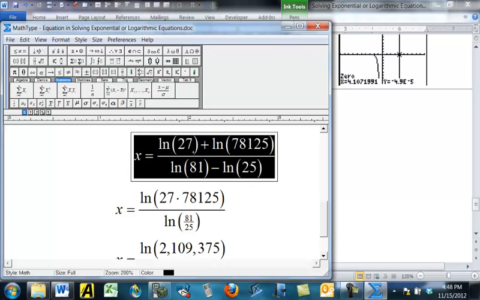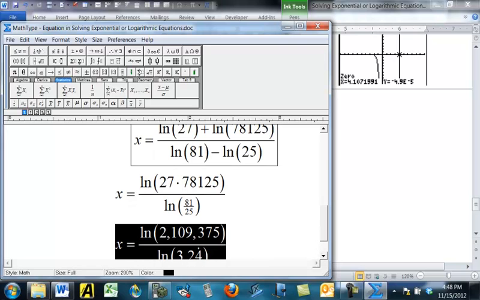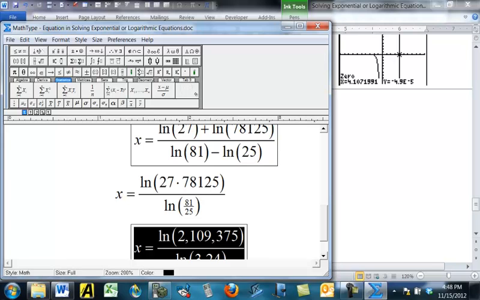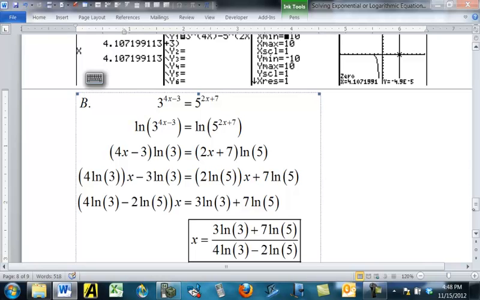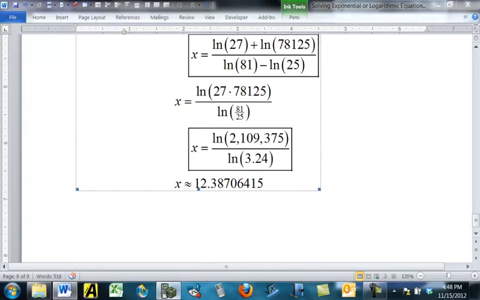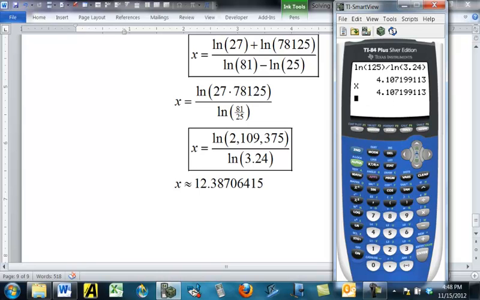The top we've got 27 times that big number, which is this 2 million something down here. And the bottom we're dividing, actually that's the same one we had a while ago, 81 over 25, which is 3.24. So there's the exact answer there. And that's 12.38 something. So let's check that. Okay. Now let's just show you could just check it without doing, if you've done this. So we could do log of 2109375 divide by natural log of 3.24. Now hopefully this is the number I have there.